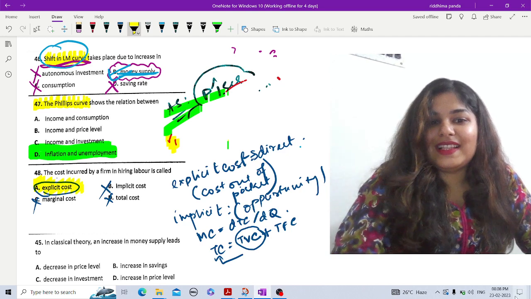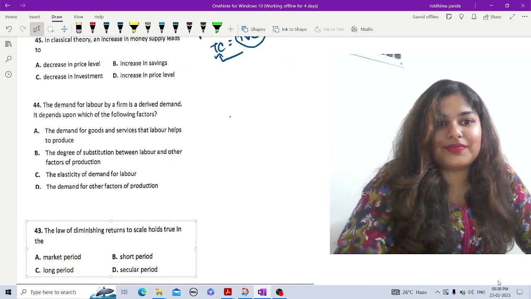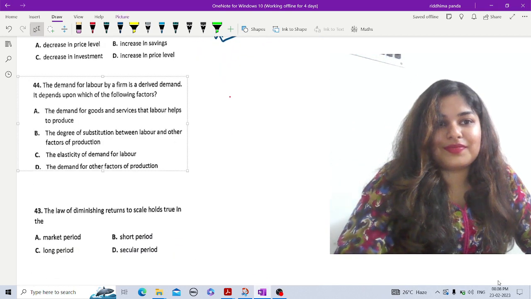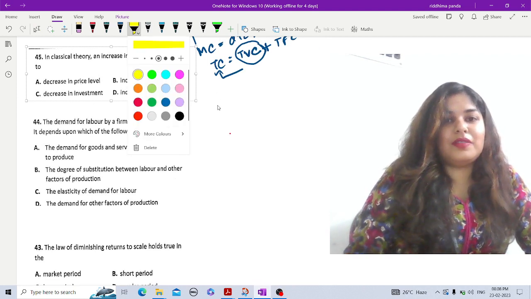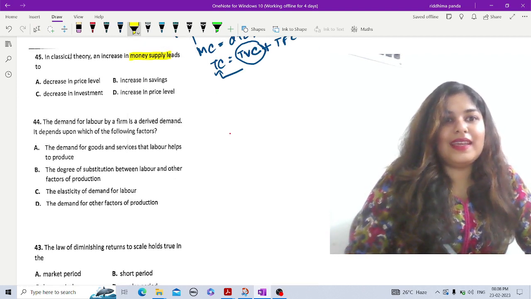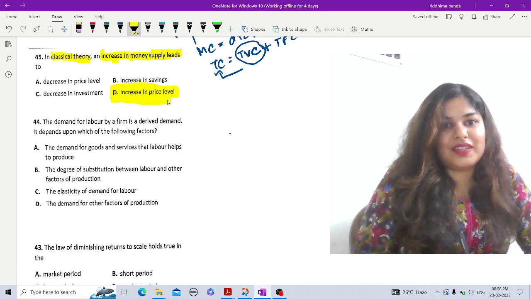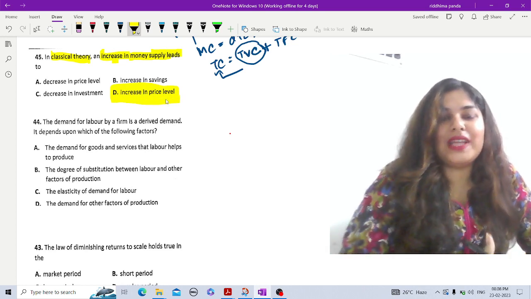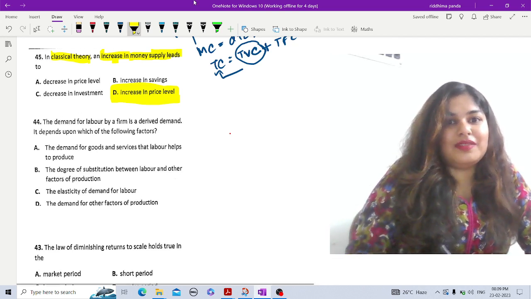Let's move on to the next question. Next question is about the relation between money supply in classical theory with the price level. So if money supply increases, then definitely there will be increase in price level. So there is this direct proportional relation between money supply and price level.